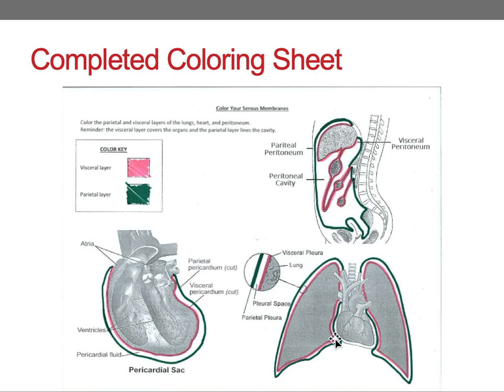I did not color it just to keep everything separate for now, but with the heart being here, you could also color right in close would be the visceral layer, and then you could go and color in the parietal layer as well on that picture. So that is an overview of the 4 types of membranes.